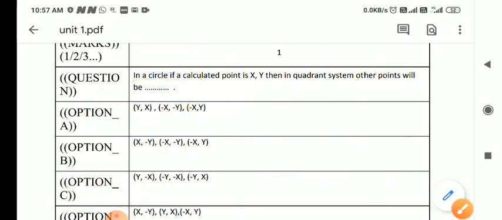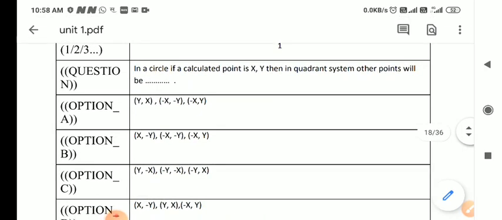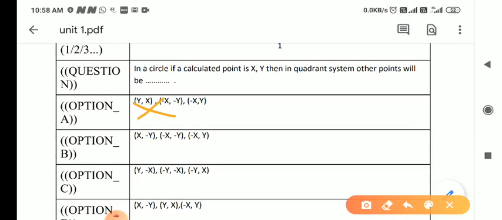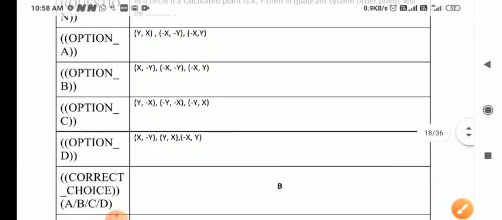So where are these? Wherever y is interchanged or y is first, that cannot be the answer. So here we can see y is first, so this cannot be the answer. Here xy, xy, xy. Okay, in this one also y is first, in this also y is first, so we can see the answer is B. Okay, the answer is B.